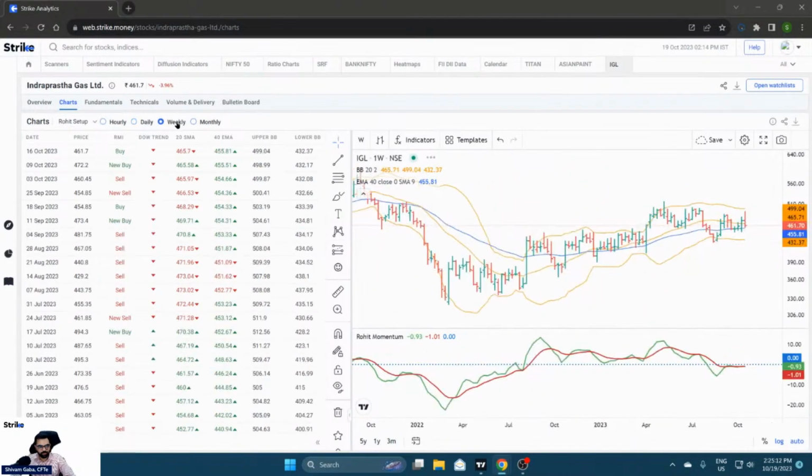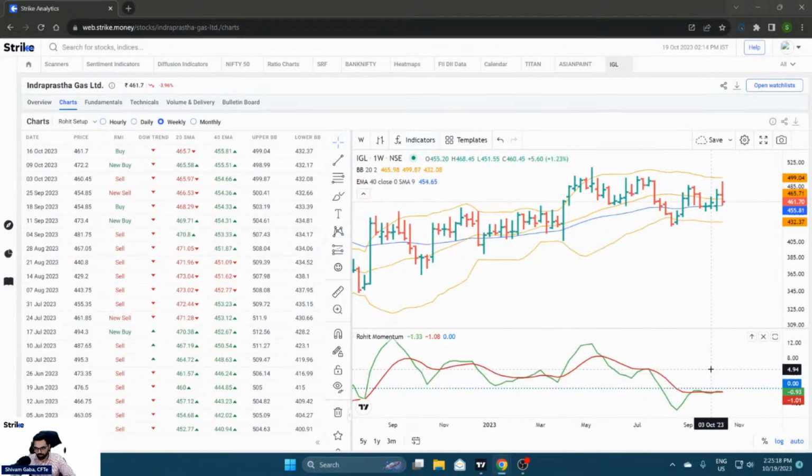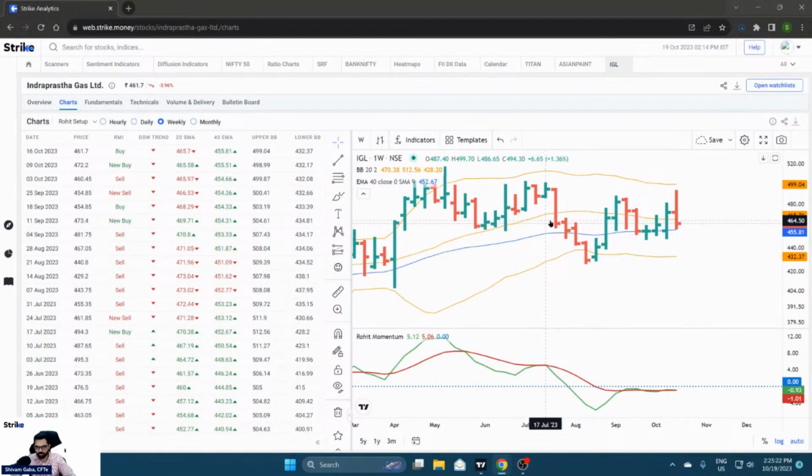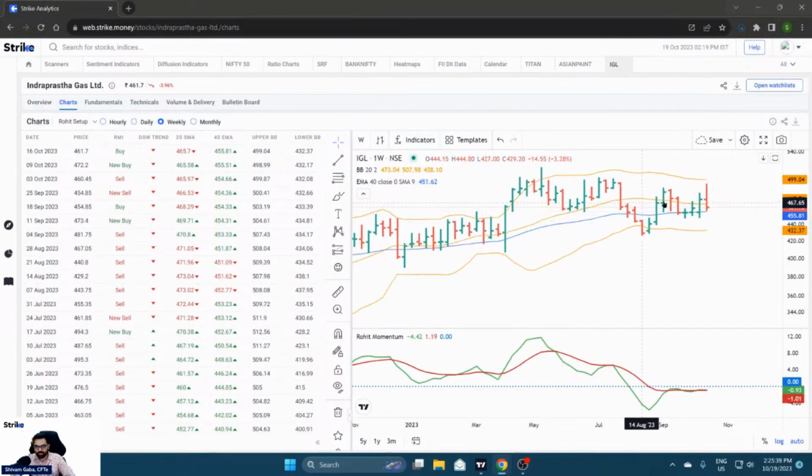Let me begin with the weekly chart. On the weekly chart, we did see a new bullish signal last week. It's actually whipsawing and trying to hold above the weekly averages. But the Dow trend has not given a bullish trend reversal on the weekly chart at least. It has still not made a higher high on closing basis on the weekly chart. So that is one thing to note.